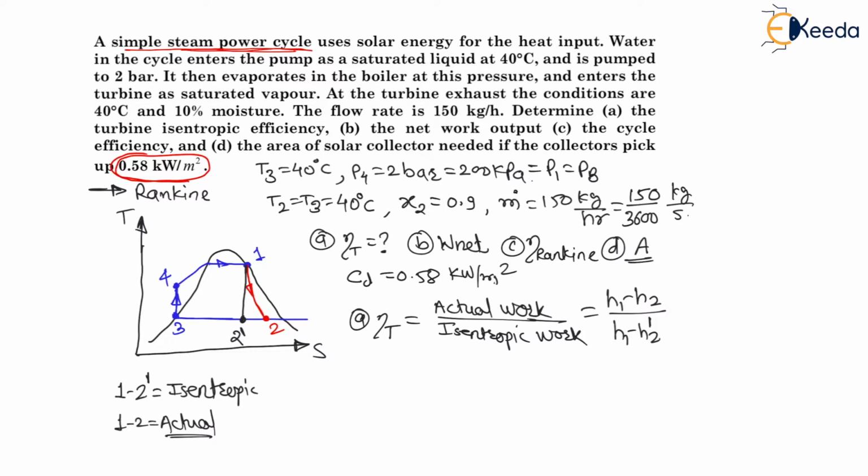Therefore, we can say this h1 will be equal to Hg at 200 kilopascal. So look at the steam table at 200 kilopascal, find the Hg value, and you will find this value is equal to 2706.7 kilojoule per kg. Right, this will be the value from the steam table. I have taken these values from the steam table because I am sitting with the steam table only, and I am hoping that you are also sitting with the steam table open.